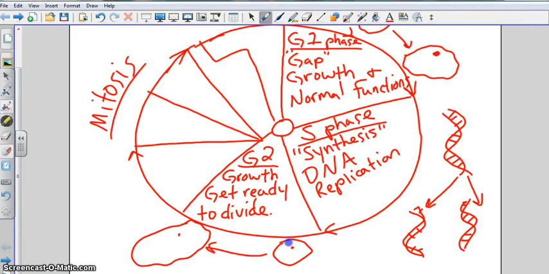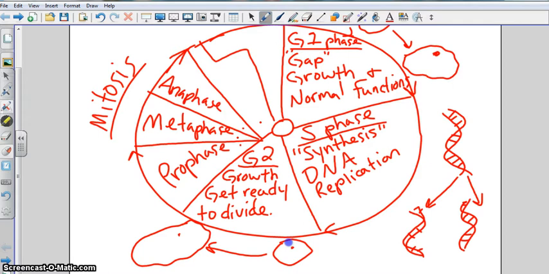Now, these first 4 sections are going to represent the 4 stages of mitosis. So the first stage is always what? Prophase. Then's going to come what? Metaphase. And then's going to come? Anaphase. And then's going to be? Telophase. Now, this last thing that happens is what?